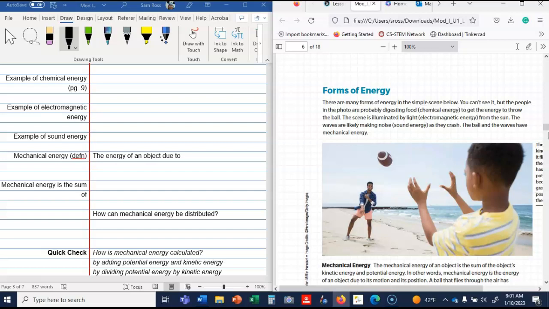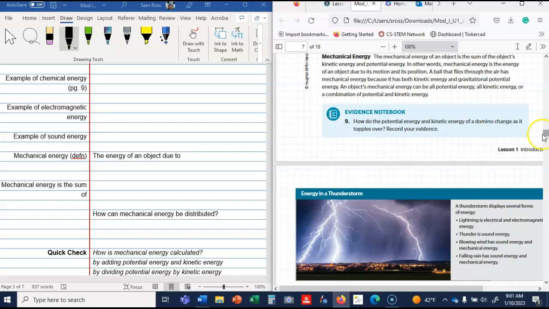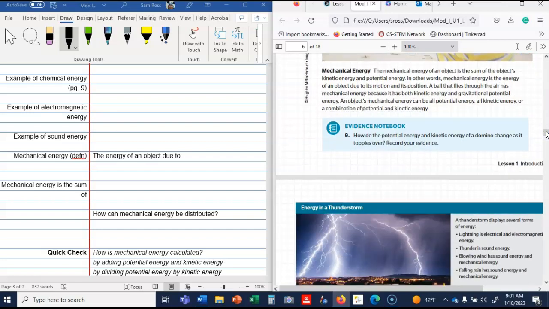So let's continue down. Mechanical energy. Mechanical energy is the energy of an object due to what? In other words, this is the second sentence in this paragraph. Mechanical energy of an object is due to its motion and position. The mechanical energy is the sum of both kinetic and potential. I think it even says gravitational potential here, but you could say that it's kinetic plus potential. All of the potential, gravitational potential, chemical potential, all of that.